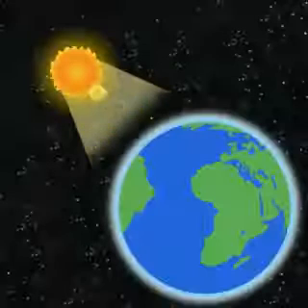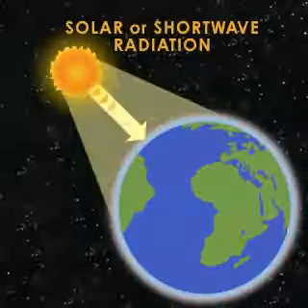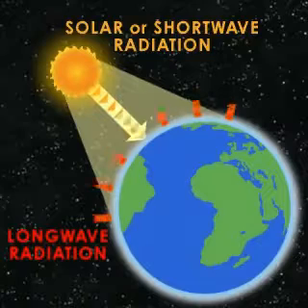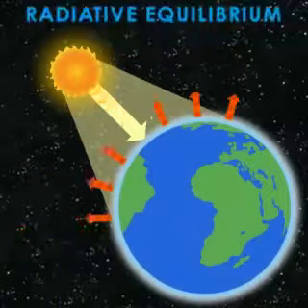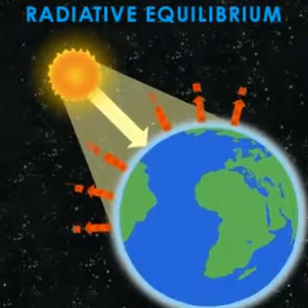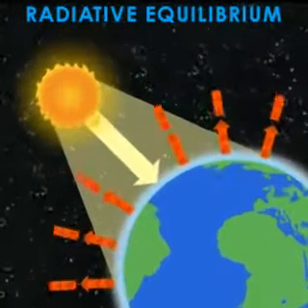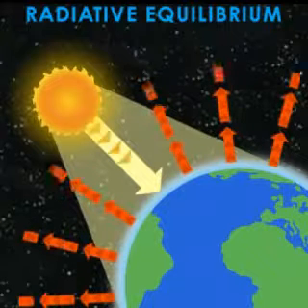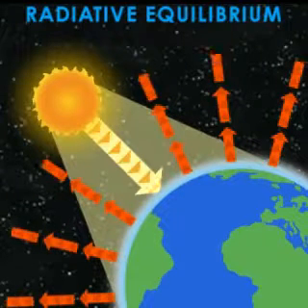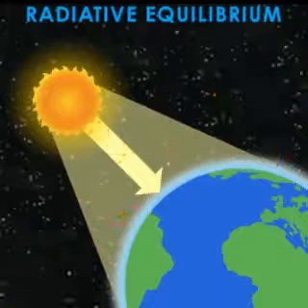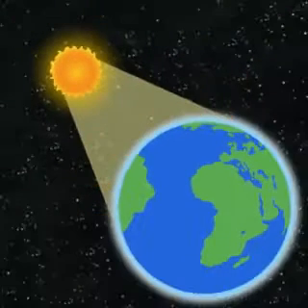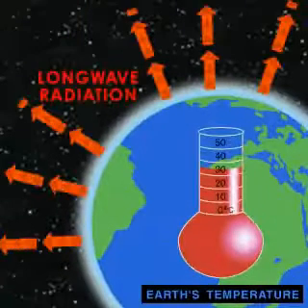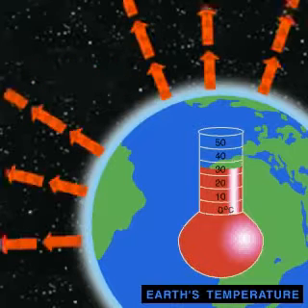For scientists, this balance between the amount of solar radiation absorbed and the amount of long-wave radiation emitted by the Earth is known as radiative equilibrium. Radiative equilibrium tells us that the long-wave radiation emitted by the Earth will equal the amount of solar radiation that is absorbed by the Earth. In fact, we can determine the temperature of the Earth by knowing the amount of long-wave radiation it emits.